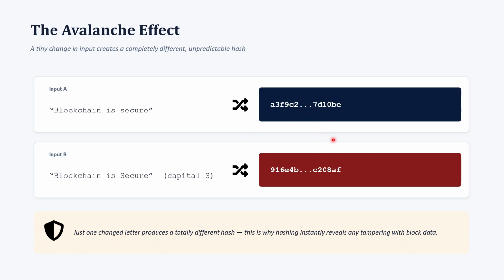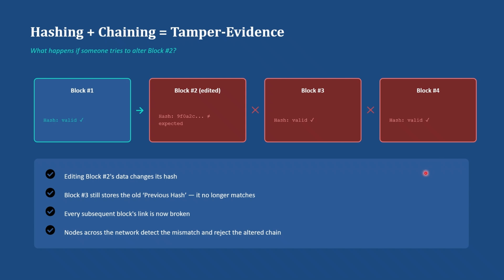They are completely different, with no visible relationship between them at all. That's the avalanche effect. Even the tiniest change in the input creates a completely different, unpredictable hash. This is exactly why hashing can instantly reveal tampering with block data. There is no way to make a small, hard to notice edit. Any change screams for attention. Hashing plus chaining equals tamper evidence.